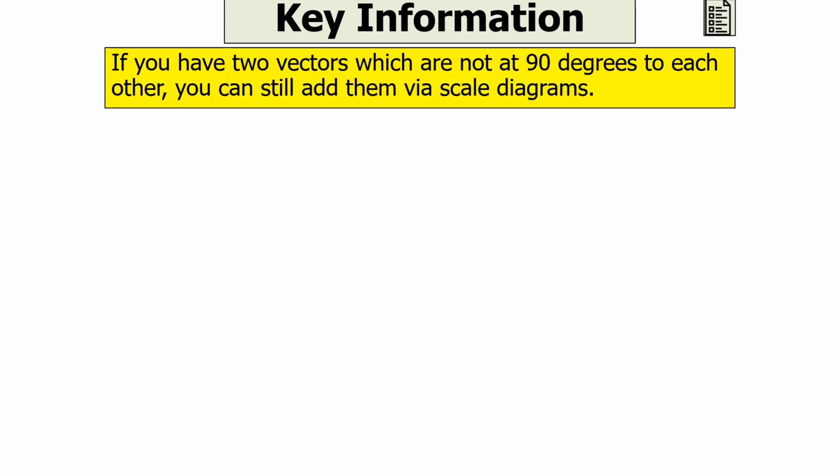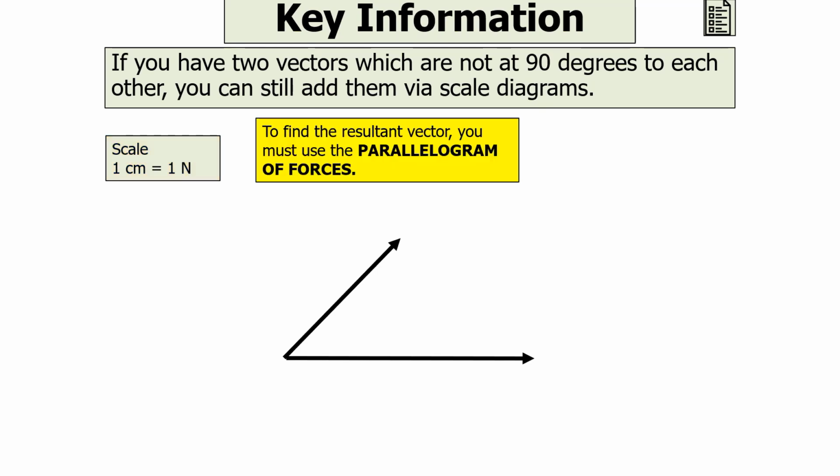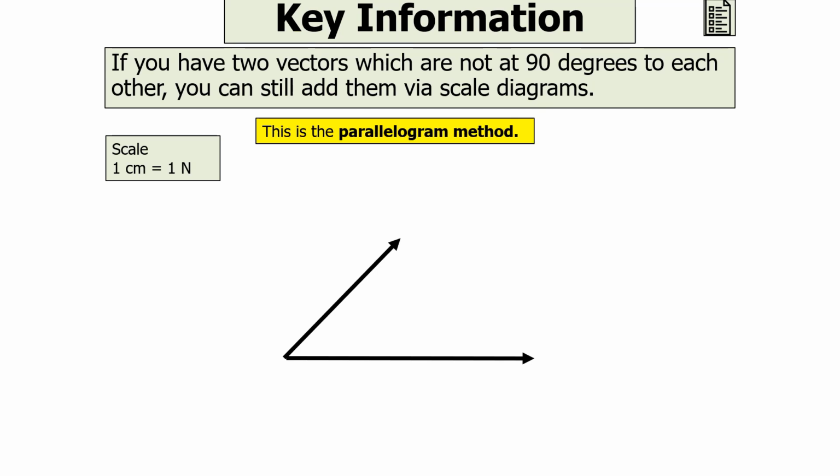Now if you have two vectors which are not at 90 degrees to each other, you can still add them via scale diagrams. So you can set your scale, for example, to be 1 centimeter is equal to 1 newton. So to find the resultant vector, you must use the parallelogram of forces. So this is sometimes called the parallelogram method.